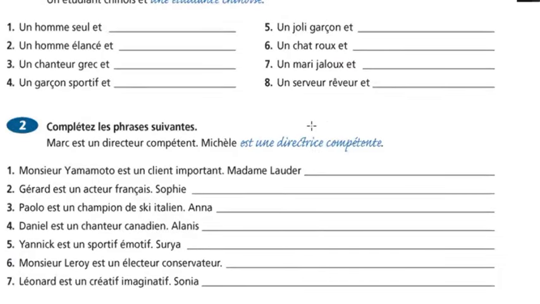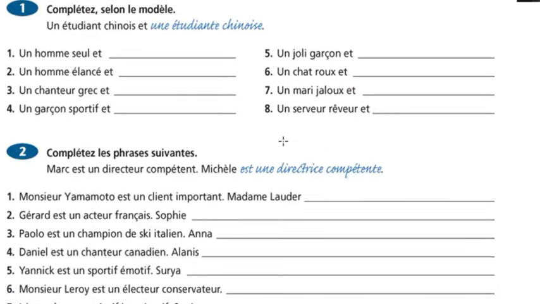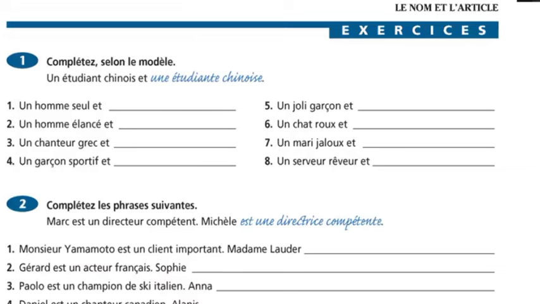Now, but let's look at this. Look at this number 1 example to practice the masculine form. All we are doing here is trying to change from masculine French noun to feminine French noun. We have an example here. Un étudiant chinois becomes une étudiante chinoise. Now we have un homme seul becomes une femme seule. Un homme élancé becomes une femme élancée, double E.